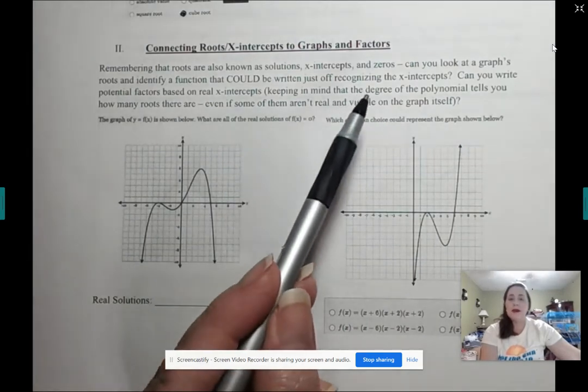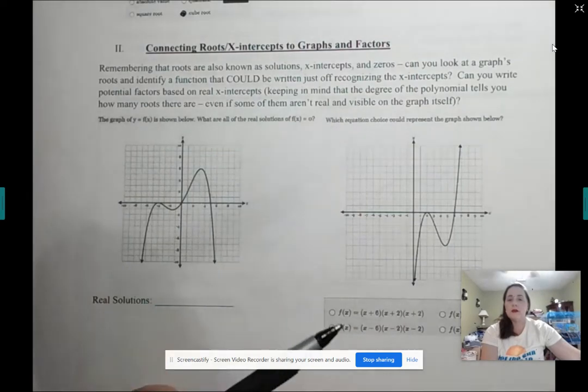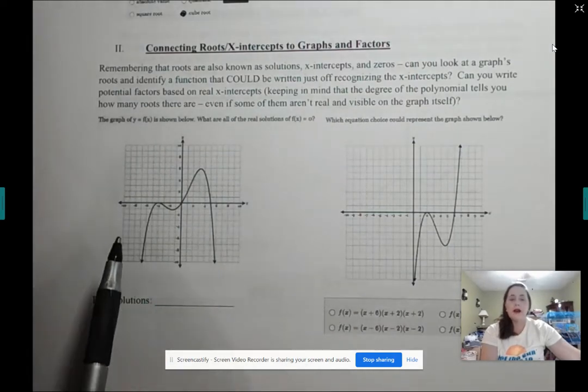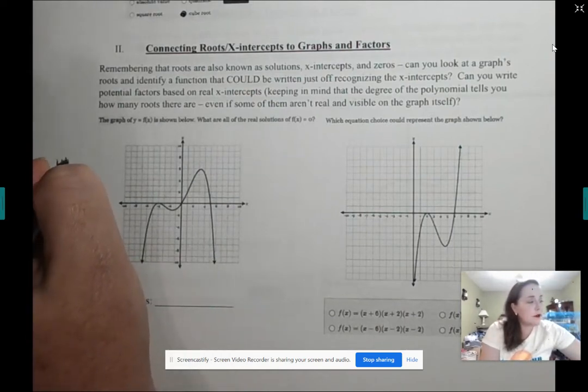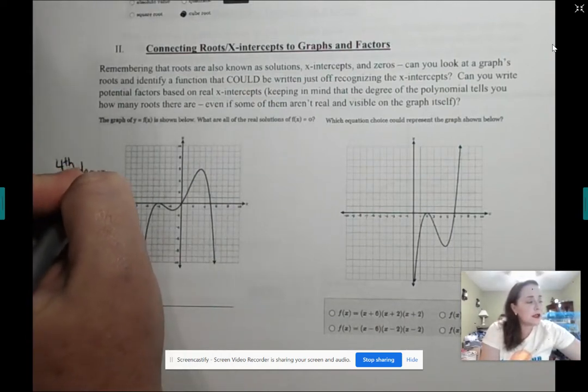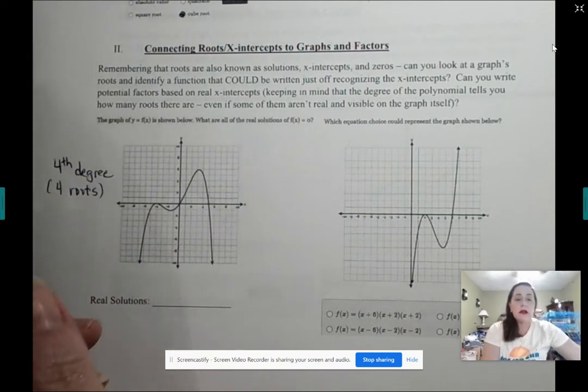So keep in mind the degree of the polynomial tells you how many roots there are, even if some of them aren't real and visible on the graph. So I know this is a quartic function, a 4th degree polynomial. So that means it should have 4 roots. Now, they may not all be real. So let's look at that.